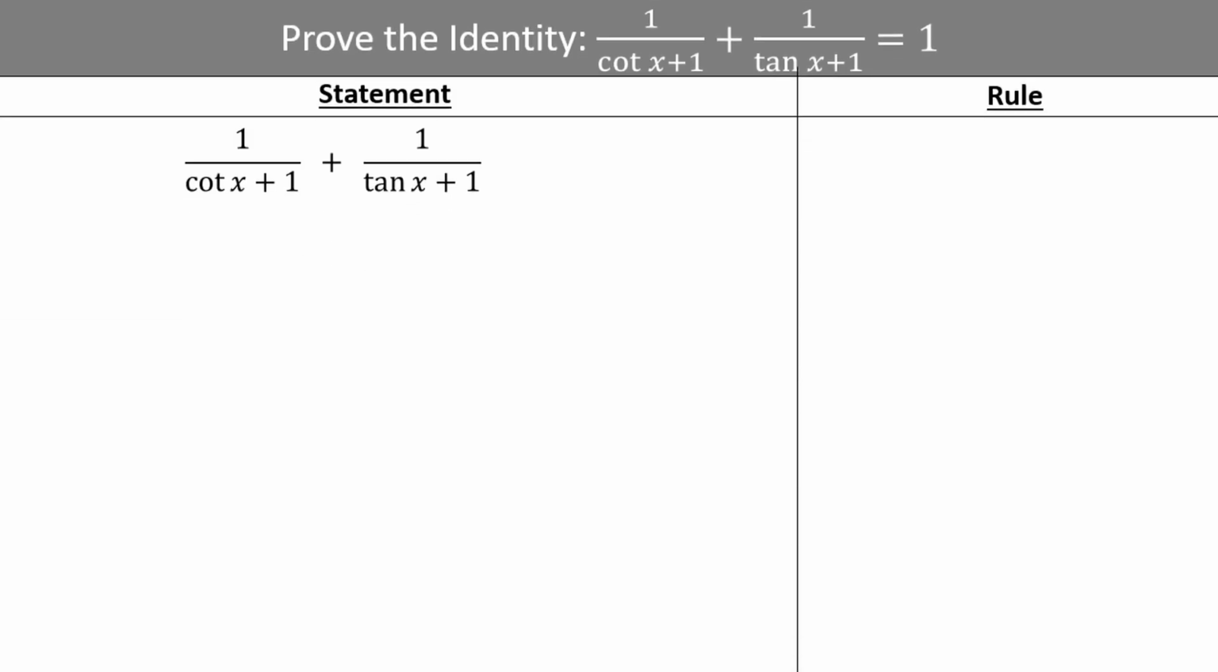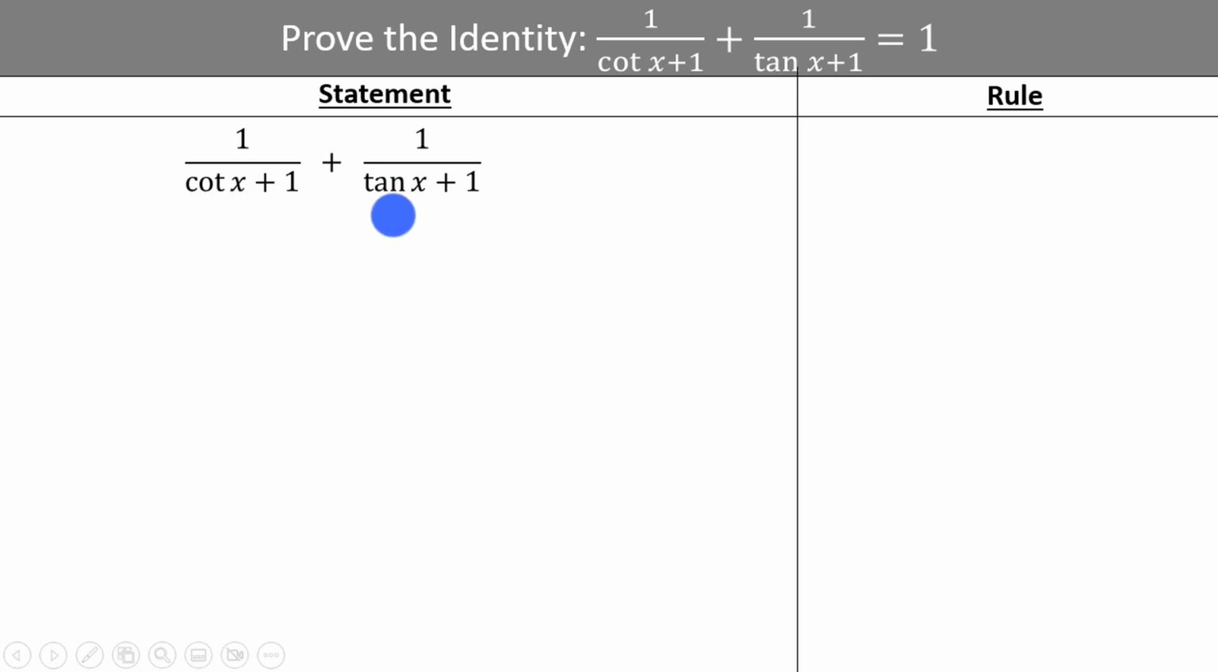Let's try another one. We are asked to prove that 1 over cotangent plus 1 plus 1 over tangent plus 1 is equal to 1. Now, if you're not sure what to do, typically a good strategy is to find a common denominator between your two terms. The common denominator will be the product of our two denominators. So let's multiply each term by what is missing over itself in the common denominator.